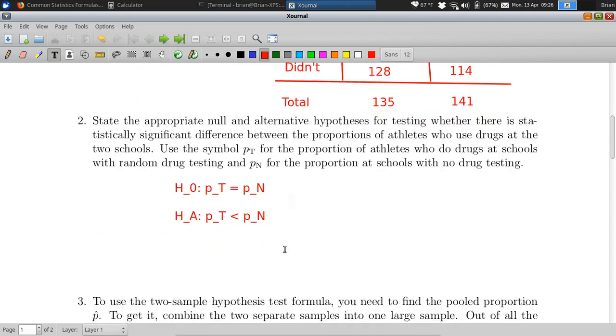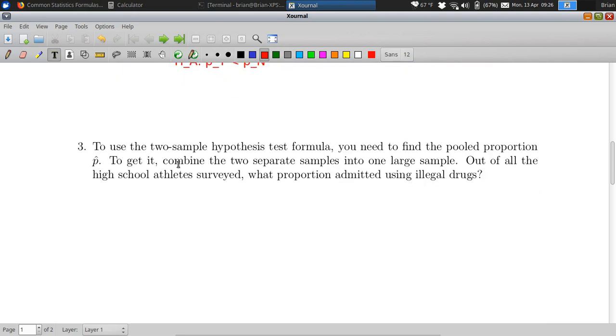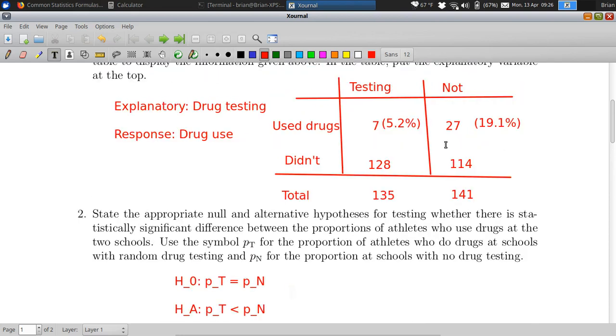We're done with number 2. So we move on to number 3. It says use the two-sample hypothesis test formula. And before you can do that, you're going to need to find the pooled proportion p hat. So p hat, this is new. This is something we haven't seen before. This is when you have two different samples, like this one. You have all the students in the first school, it was 7 who used drugs out of 135, and then you had all the students in the other school, and 27 of those out of 141.